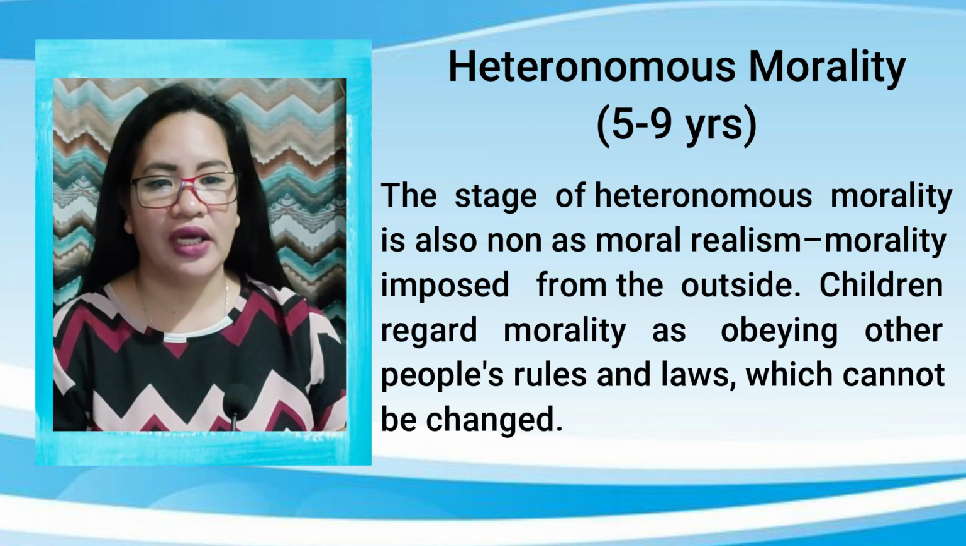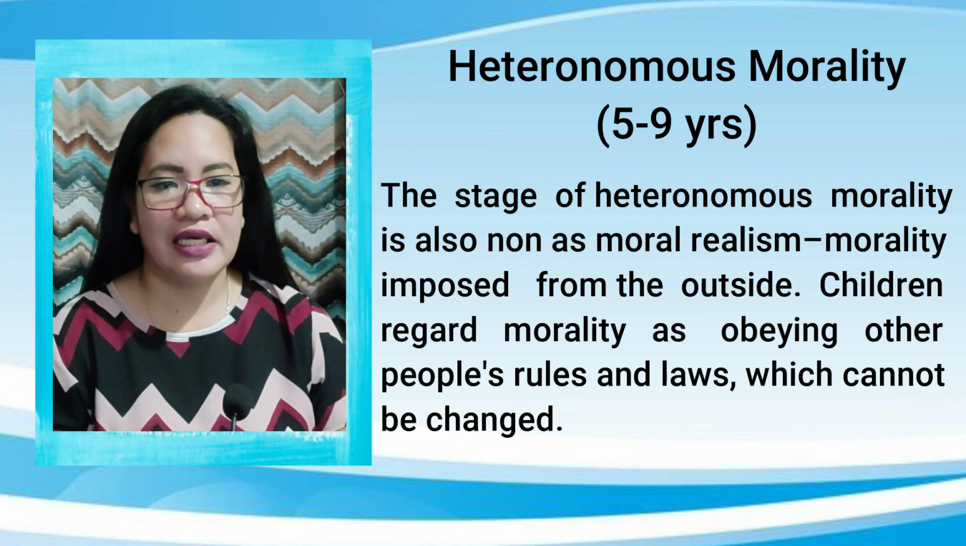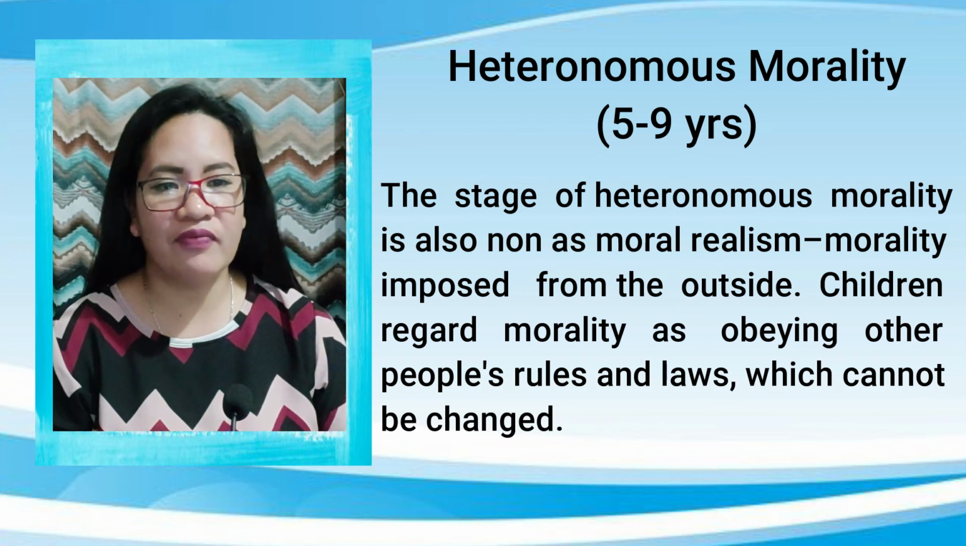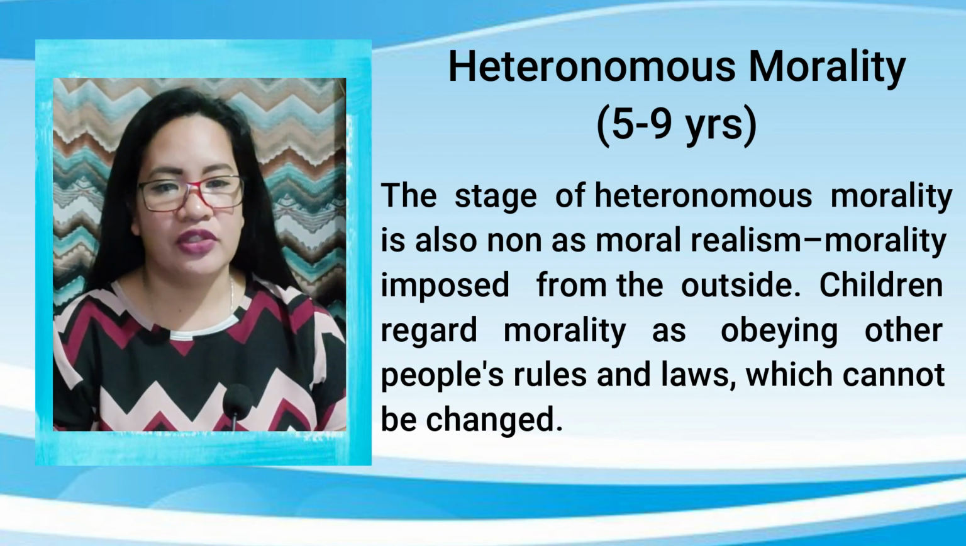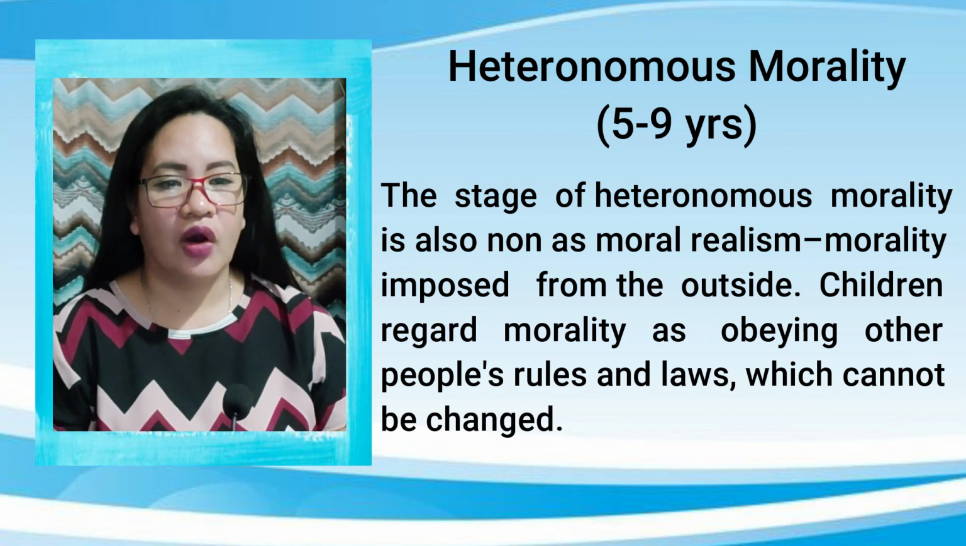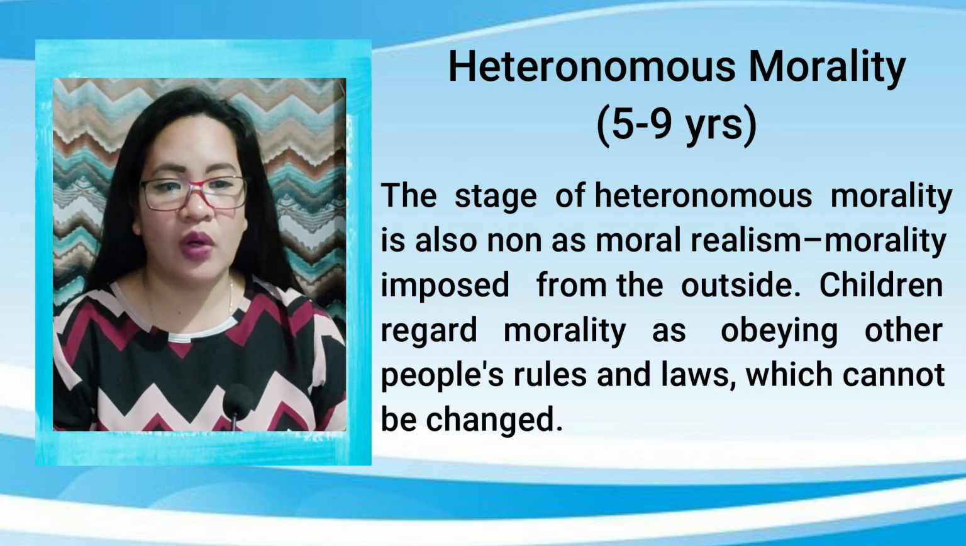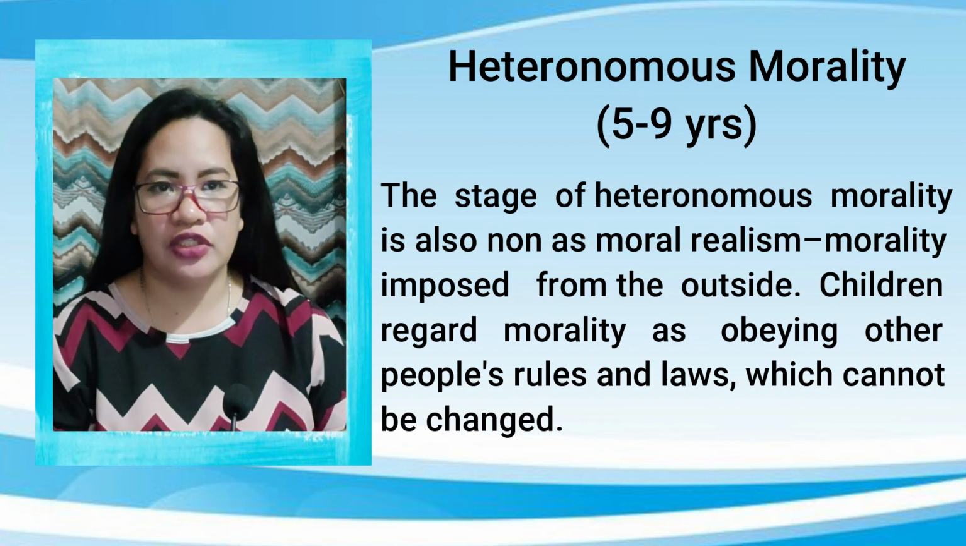Heteronomous morality, 5 to 9 years old. This stage of heteronomous morality is also known as moral realism. Morality imposed from the outside. Children regard morality as obeying other people's rules and laws, which cannot be changed.